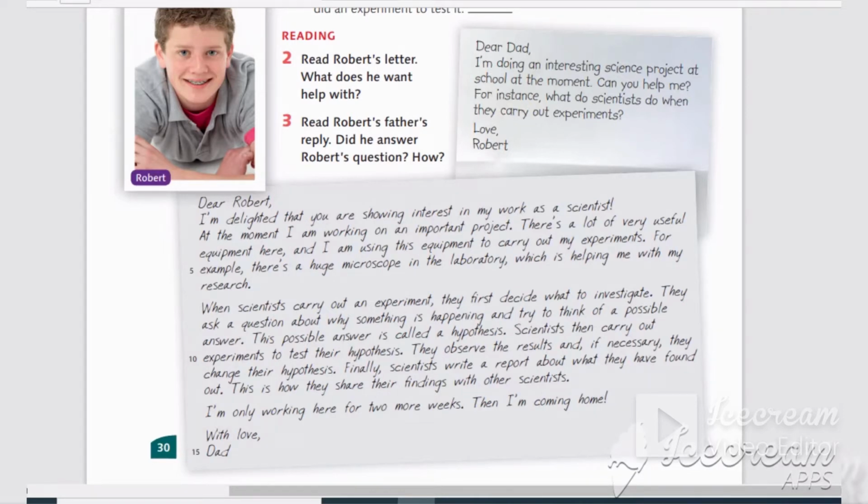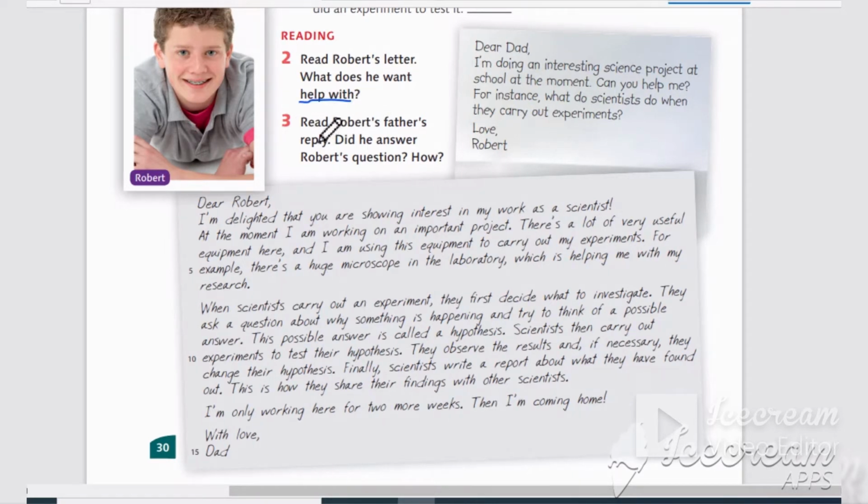Reading. First, read Robert's letter. What does he want help with? يعني Robert wants إيش؟ Help. Three. Read Robert's father's reply. Reply يا miss يعني answer الجواب. Did he answer Robert's question and how? بعد ما نقرأ طبعا احنا بدنا نجاوب هاي الأسئلة. First we read and explain.